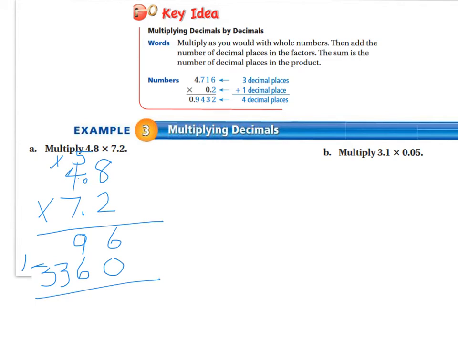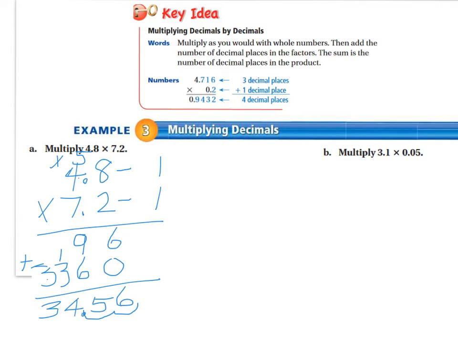Adding those two sets together, 6 plus 0 is 6, 9 plus 6 is 15, 3 plus 1 is 4, and there is nothing to add to the 3. So that's multiplying as usual. Then I go back and check my decimal places. I have 1 decimal place here, and I have 1 decimal place here. Adding those together would give me 2 decimal places. So I'm going to move my answer 2 decimal places.